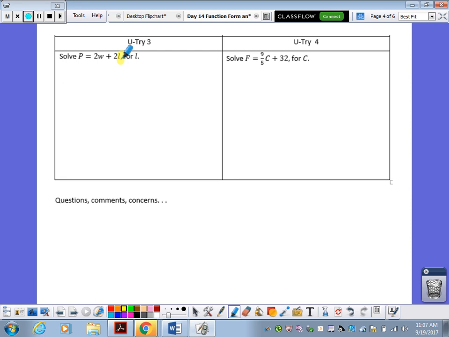And then last, You Try number 4, I've got a Fahrenheit formula for temperature. 9/5 times Celsius plus 32 will give me Fahrenheit. But if I rewrite this, I want to actually solve for Celsius now. I want to solve for Celsius so that C becomes by itself. So think of what operations you need to take to unwrap the C and isolate it by itself. So give it a try.